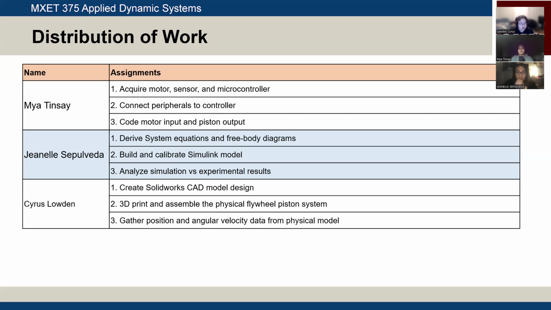I will derive the systems equations of the free body diagrams, and then I will also build and collaborate on the Simulink model. I will also analyze the simulation versus experimental results. And then I'll be responsible for the mechanical part of the project. That deals with creating the CAD model, 3D printing the CAD model, and assembling it to get our physical flywheel piston. And then from there, I'll take measurements from the physical model to get our experimental data. And that is our distribution of the workload.